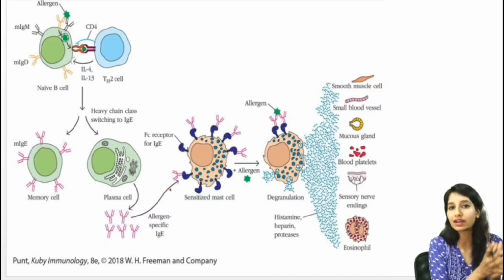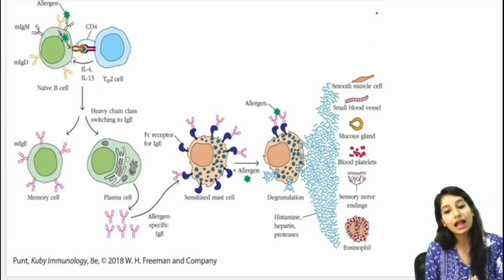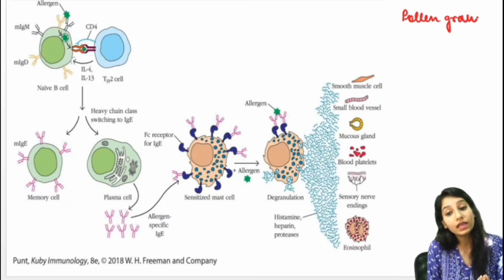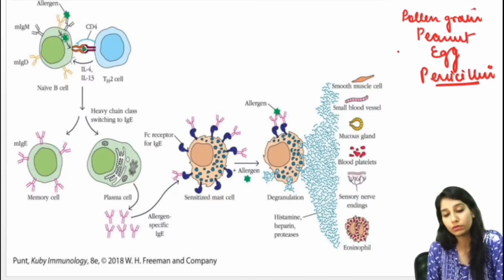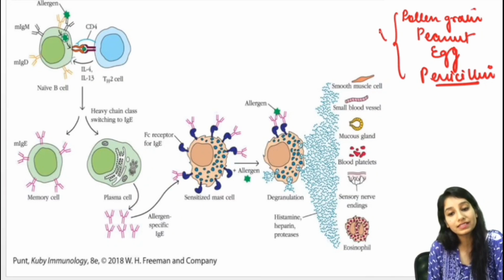When we come in contact with any type of antigen, this antigen can be a pollen grain, it can be a peanut, it can be egg, it can be penicillin, that is a medicine. It can be any thing that is normal for many human beings, but it can create allergy in some human beings. So these are all known as allergens, as they are causing allergy in our body. Allergens, as well as they can be known as antigens.